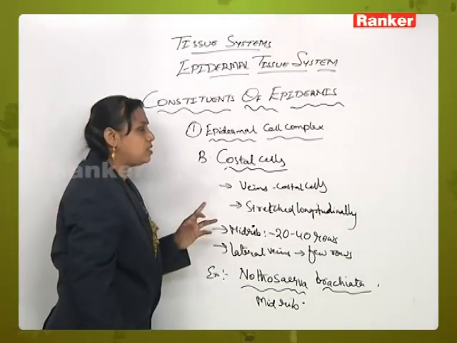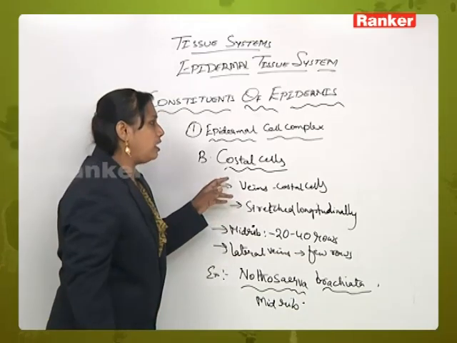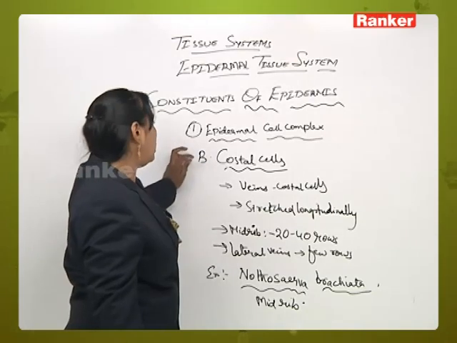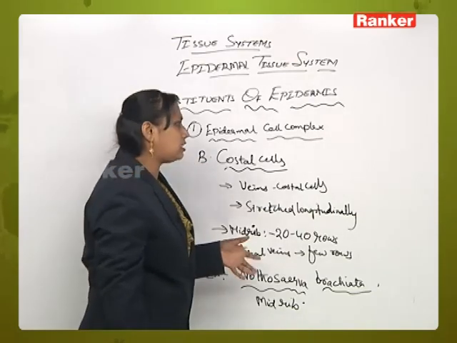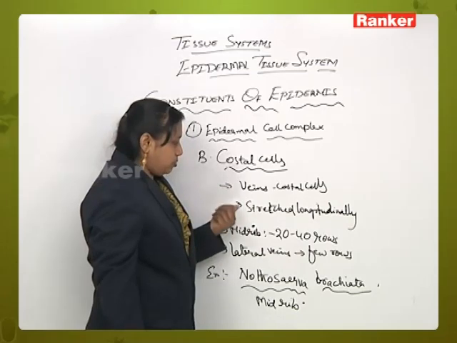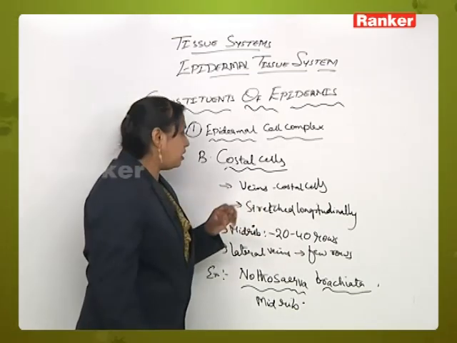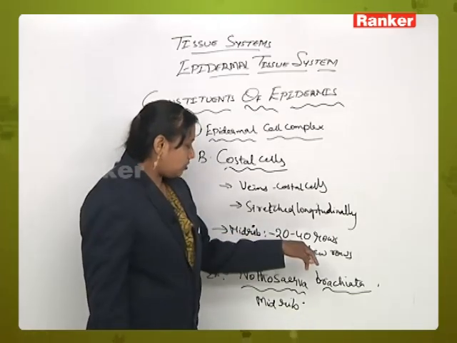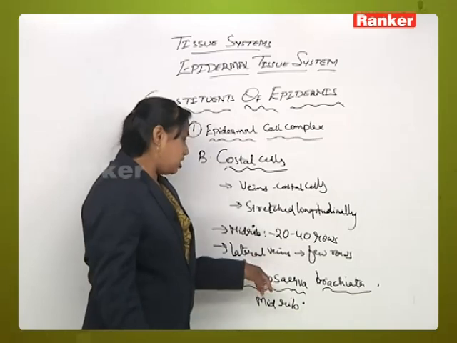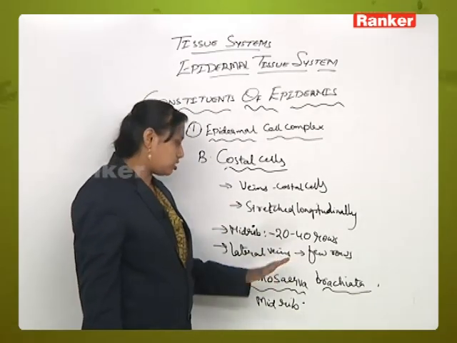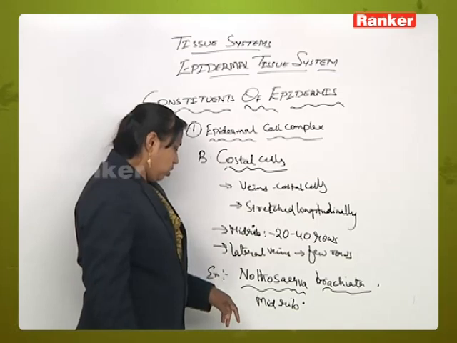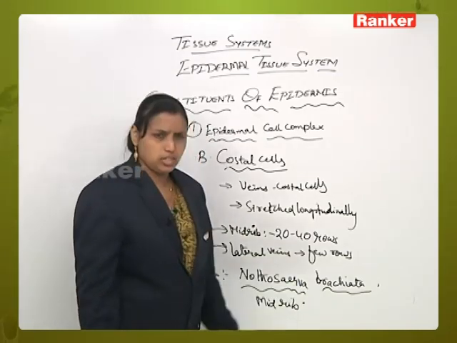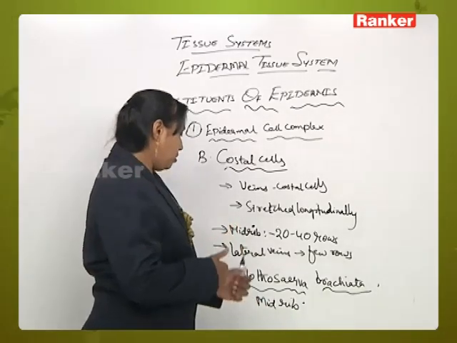Costal cells are the cells which are present on the veins. They occur in the form of rows. They are arranged laterally or parallel to the longitudinal axis, and they are stretched longitudinally. They differ from the epidermal cells. On the midrib you will see costal cells in 20 to 40 rows. In lateral veins, it will be in very few rows compared to the midrib. For example, in the plant Nothosaerva brachiata, you will see costal cells in maximum number in the midrib.